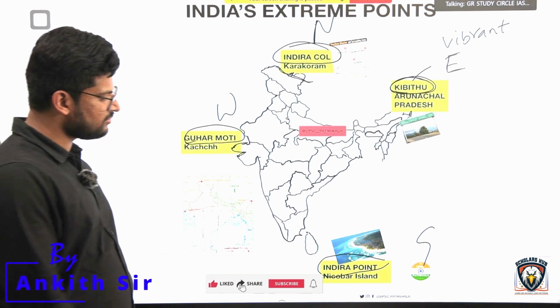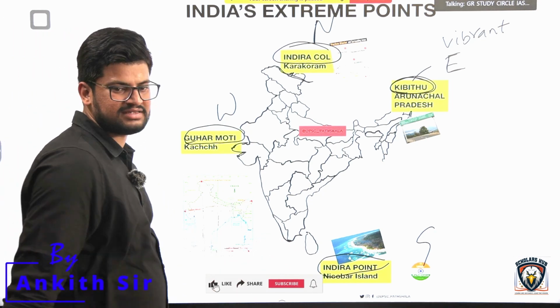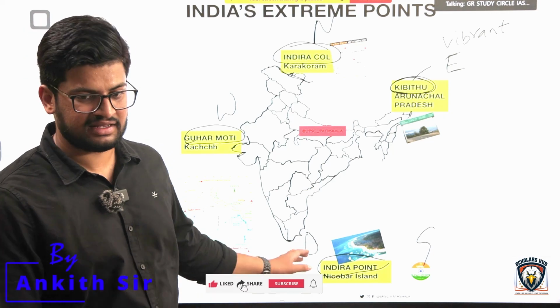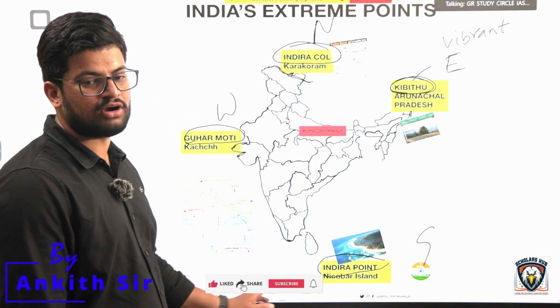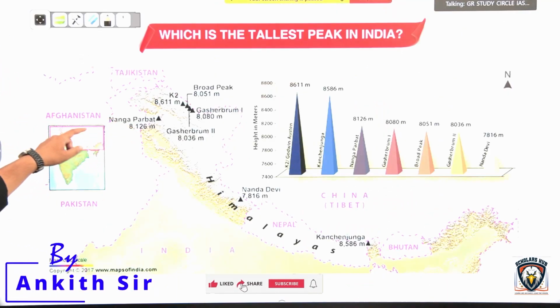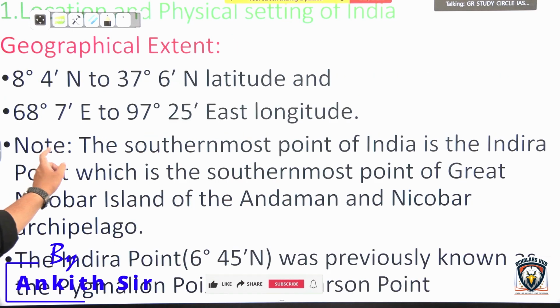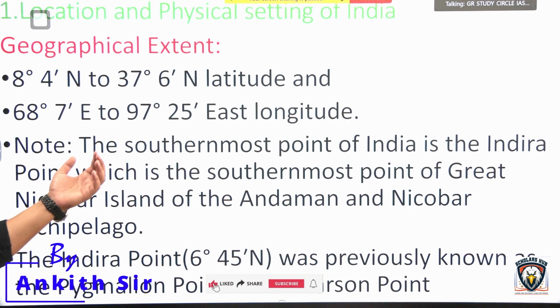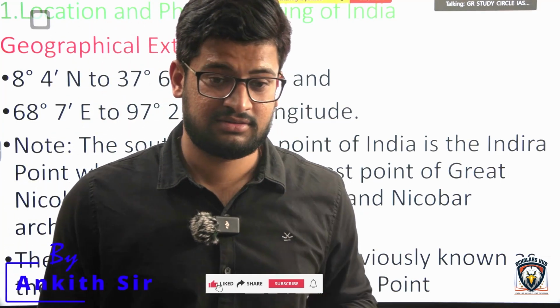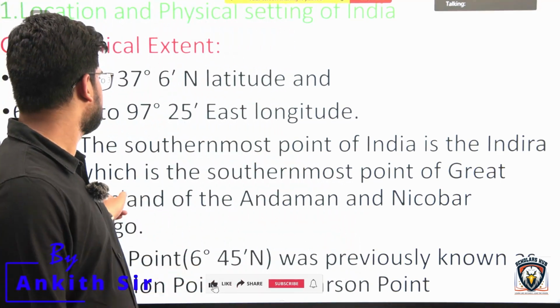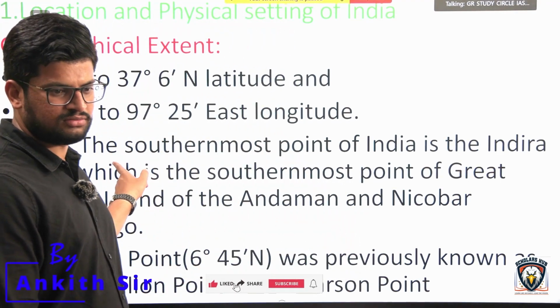If you consider the southernmost point of the Indian mainland, it is Kanyakumari. Among the islands, we consider Indira Point, also called Pygmalion Point. Now, what is the highest point in India? The Himalayan mountain range, what is the peak? Not K2, not Mount Everest.